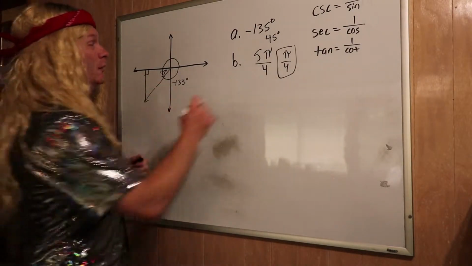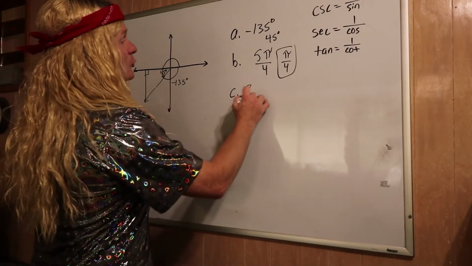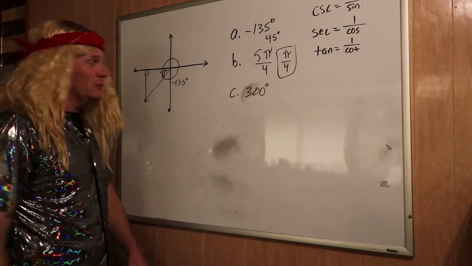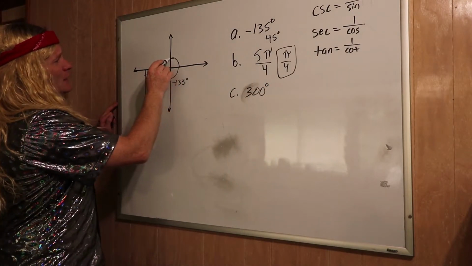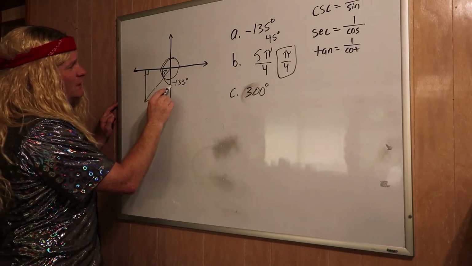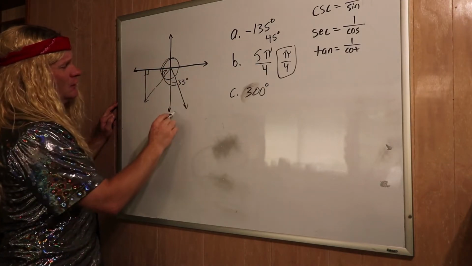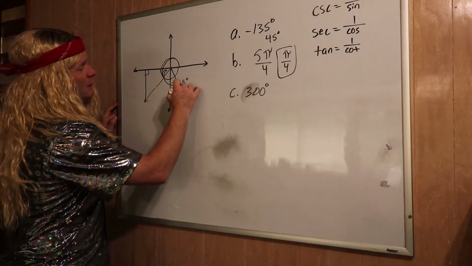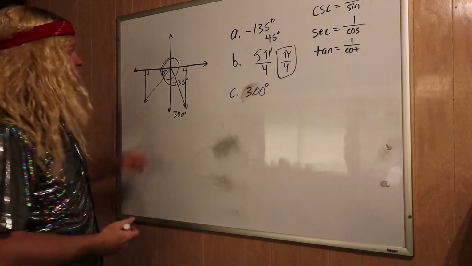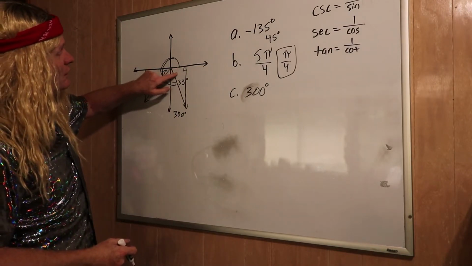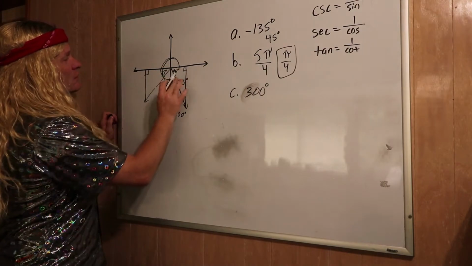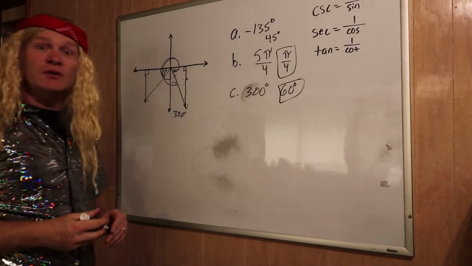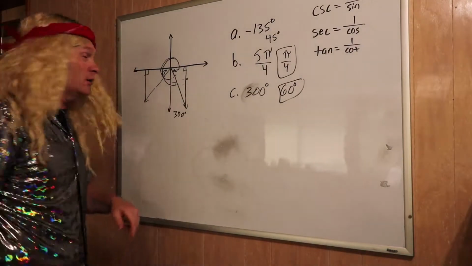Okay, let's try one more here. Let's make it crazy. 300 degrees. So we're going to go 90, 180, 270, and another 30 would give us 300 degrees. So to find our reference angle, we're going to draw perpendicular up to the x-axis. Since this is 30 degrees, this one here must be 60 degrees. So our reference angle for 300 degrees is 60. Okay, so you got to be able to find reference angles, rockers.